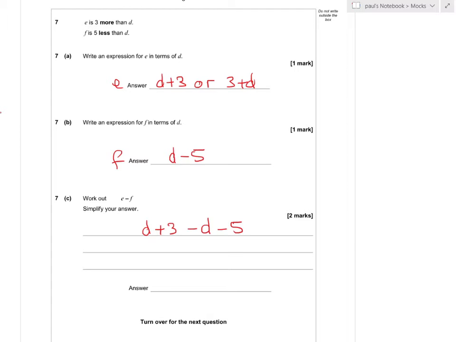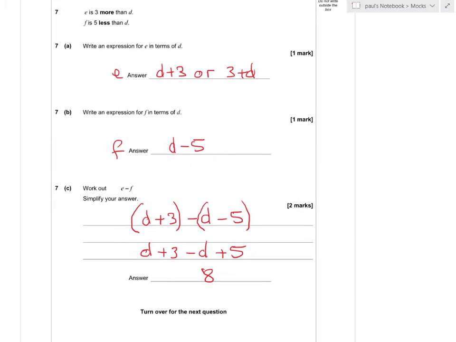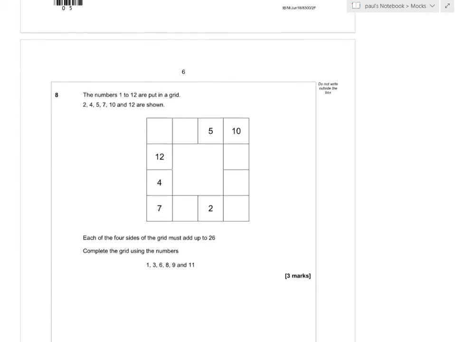I suppose what we should have done is put those in brackets, then that would make a bit more sense, because I've got something going on wrong here. So expand the brackets: D plus 3 minus D, and then that sign changes to 5. So D minus D is nothing, and 3 and 5 is 8. Millions of people would have put minus 2 in that one. I nearly did.